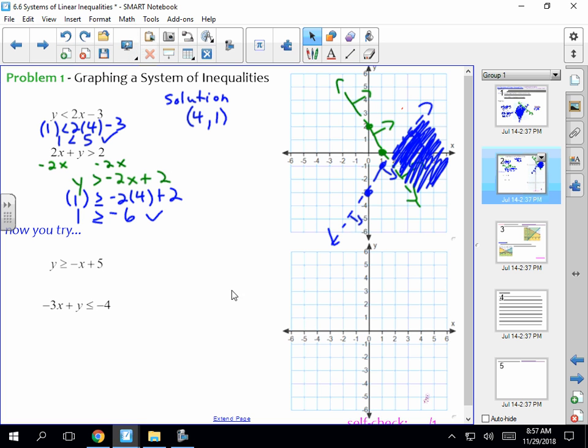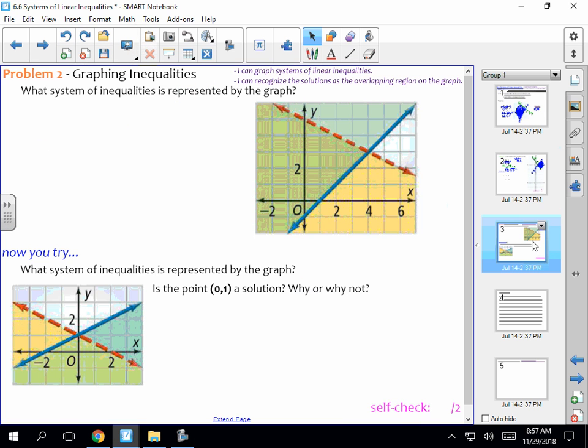All right, guys, good job on that. Now you try. Let's go the other direction here. Okay, so this one, the yellow, I believe it's the yellow highlight that is the common area. So we're going to go with that, all right?